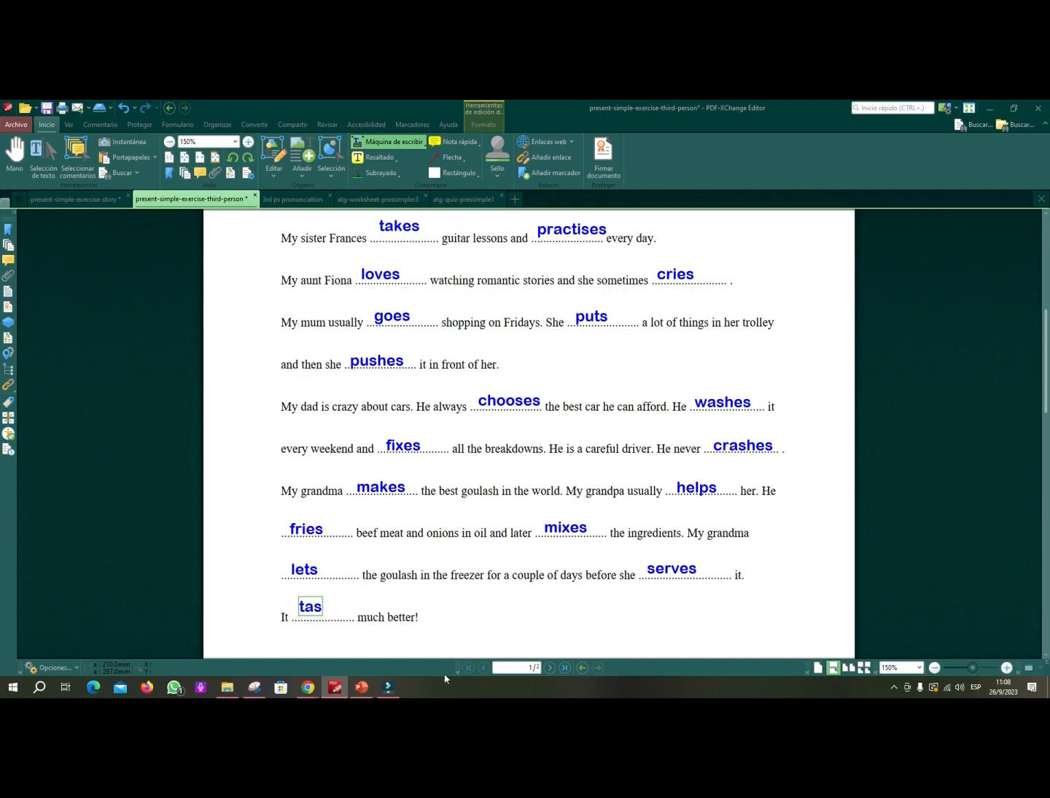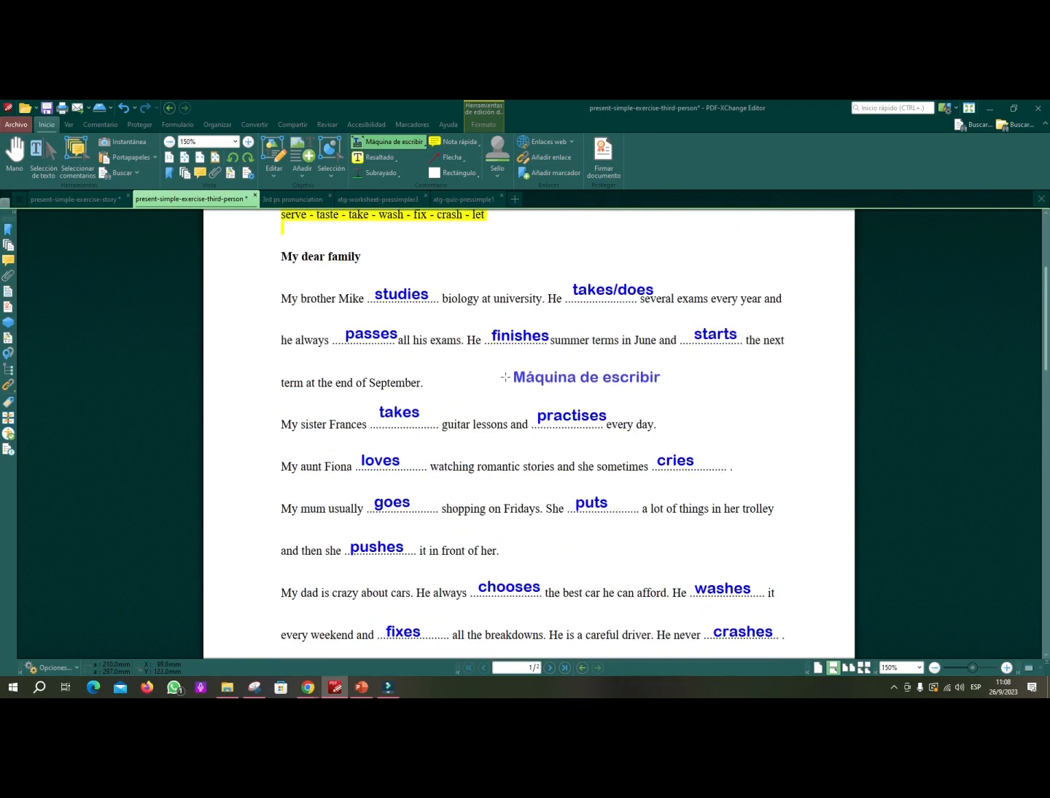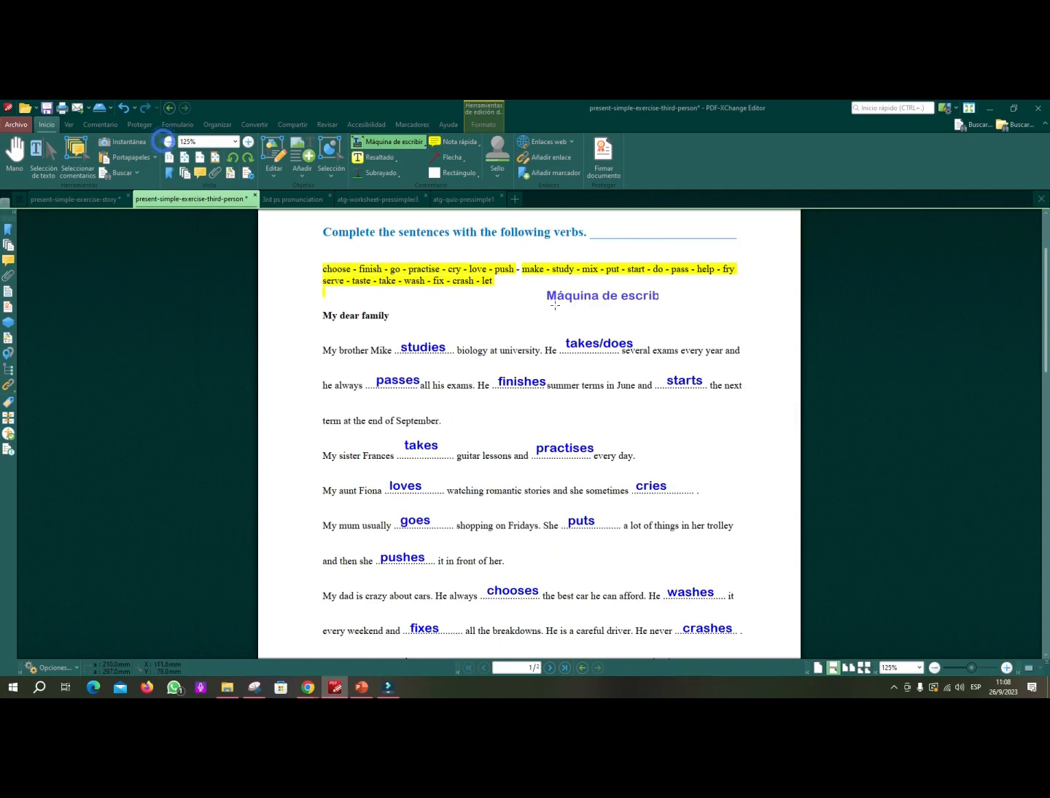So, it, you can say, taste, do you know taste? Sabe. O probar, taste it. Sabe mucho mejor. So it tastes much better, right? Sabe mucho mejor. Cuando hablamos de comida, de probar comida, tastes, right? So there you have these girls.